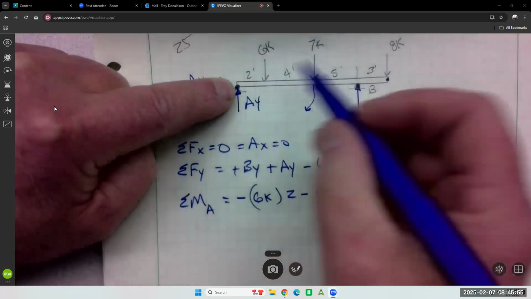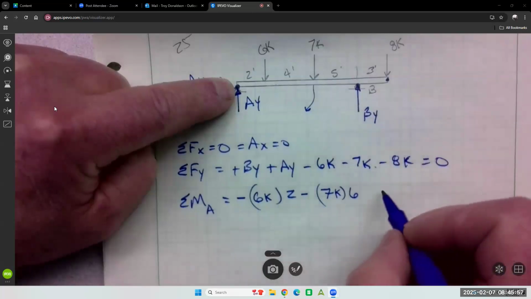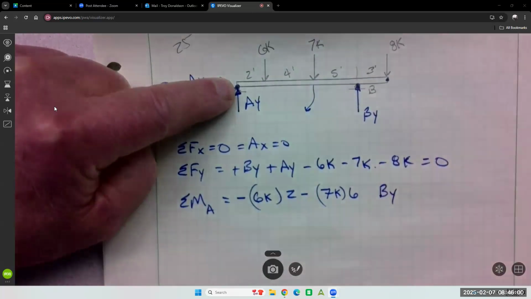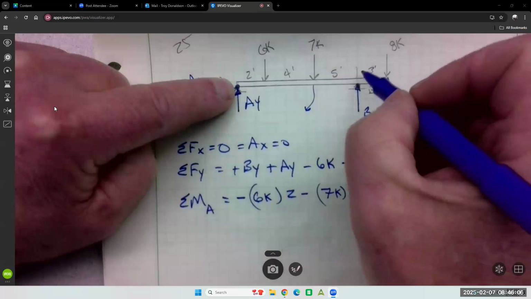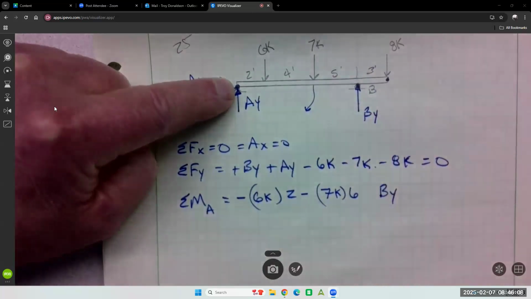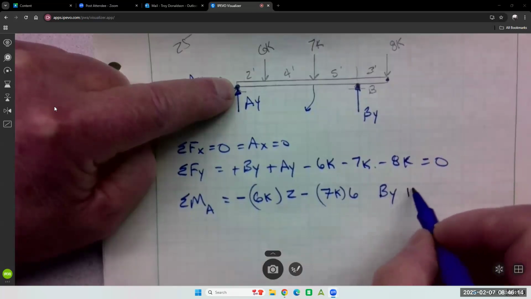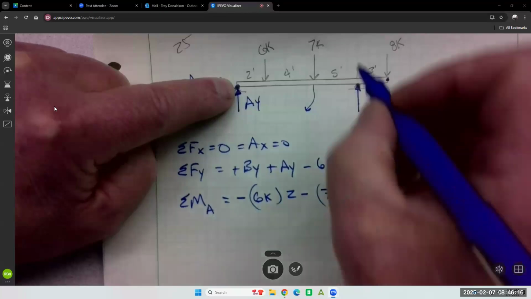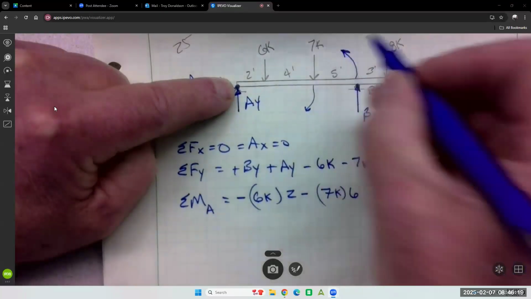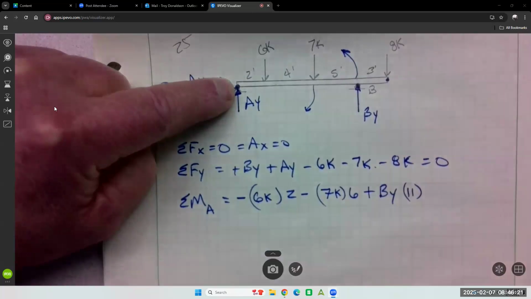So I went 6K, 7K, now I'm gonna do BY. Absolutely need your unknowns in the formula, or you won't have anything to solve for. BY, what kind of BY times what? Distance. 11. Rotation. Positive. Counterclockwise, positive.